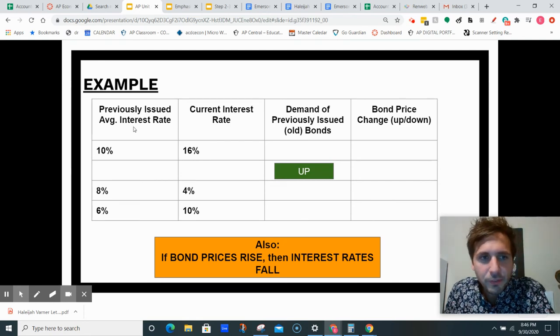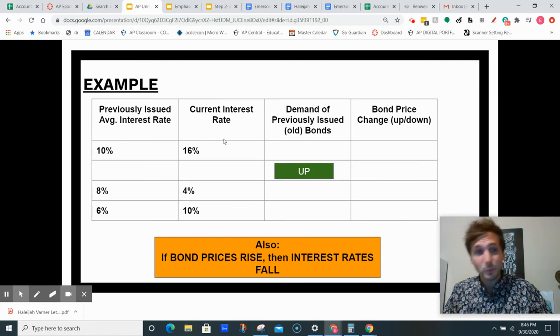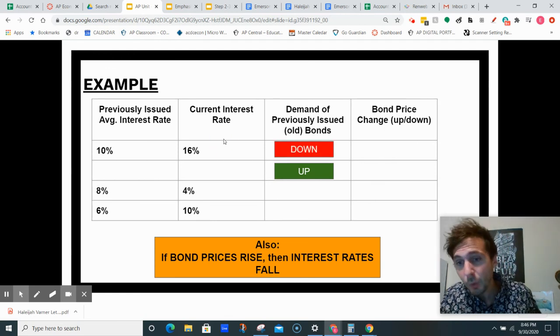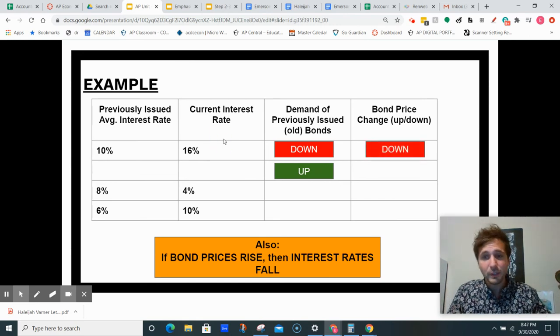So let's say our previously issued average interest rate is 10%. Our current interest rate is 16%. What's going to happen to the demand of the previously issued bonds? Would I rather have a bond at 10% or a new bond and new savings account at 16%? The answer is I want the new stuff. So what's going to happen to the demand for the old stuff? It's going to go down. When the demand for the old stuff goes down, the old bonds goes down, then the bond prices overall are going to go down as well because the previously issued bonds far outnumber the newly issued bonds at that 16% interest rate.